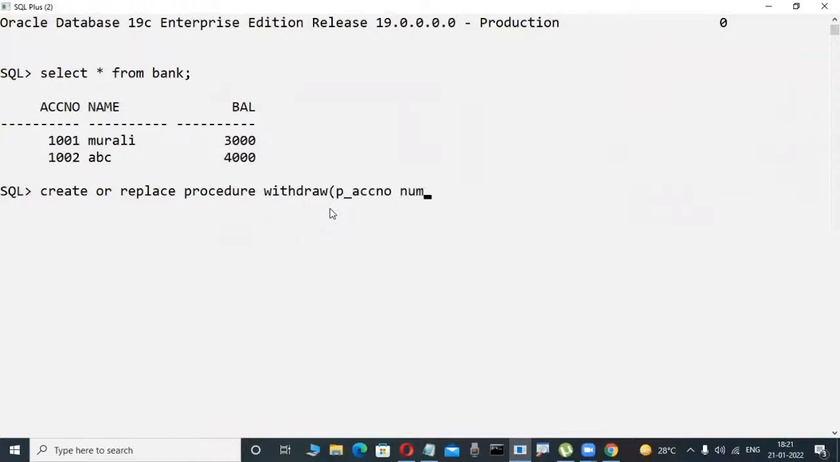Account number I'm passing. Again, amount also I'm passing, only because I try to withdraw. The ATM card is there. And now here, amount. Here I'm passing something. Okay. Now some coding is there. I want to find out a balance.